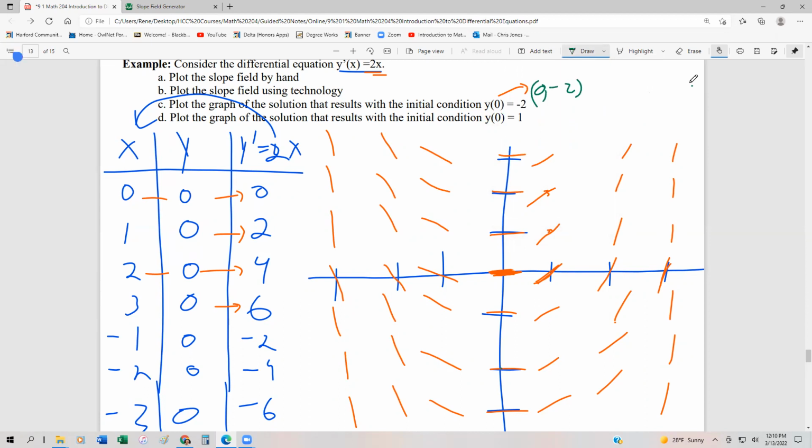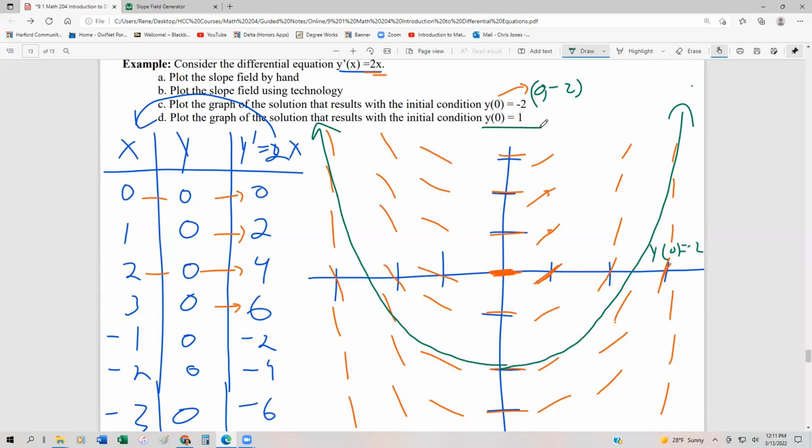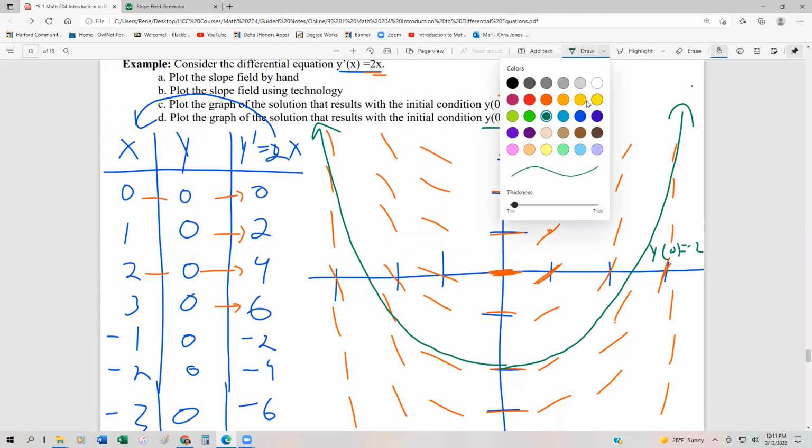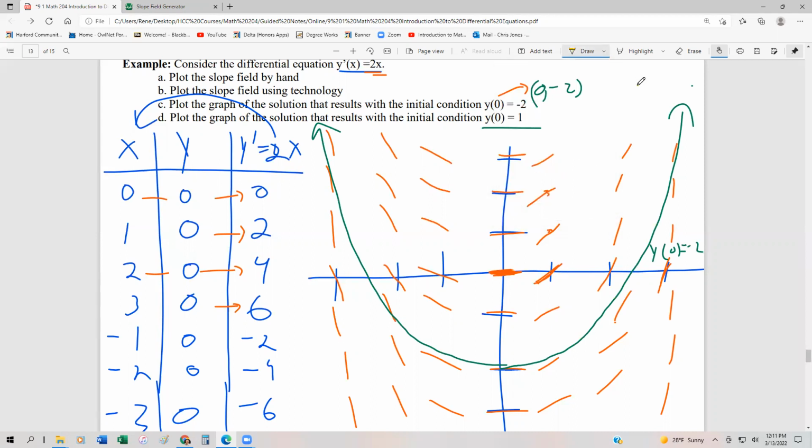If I do that, then we get something like this on this side, and something like this on this side, and we get a parabola. So this is y at 0 equals -2. And then we also want to do the same thing for y at 0 equals 1. Maybe I can use gold or something like that. So I'm going to go to the point (0, 1) and trace. It does the same thing.